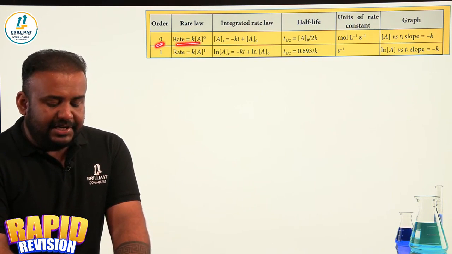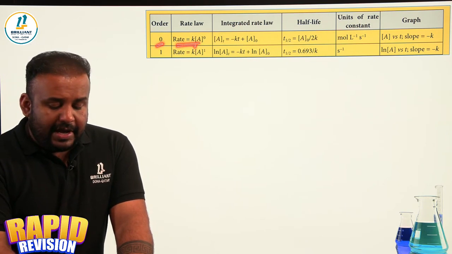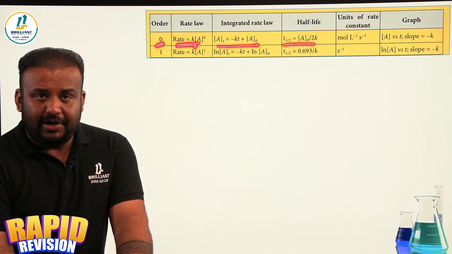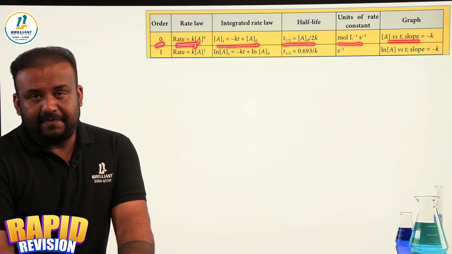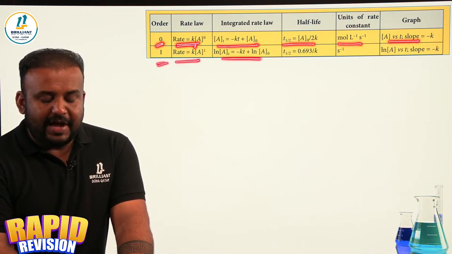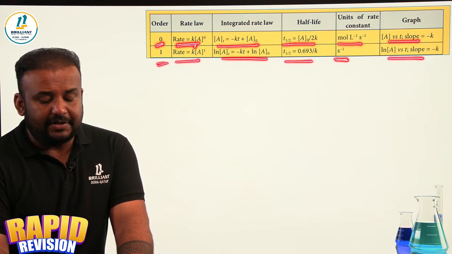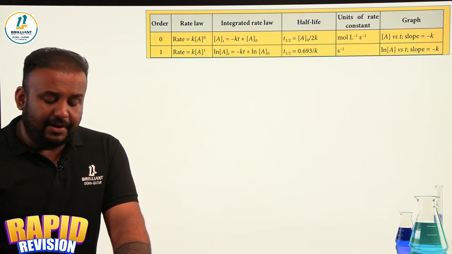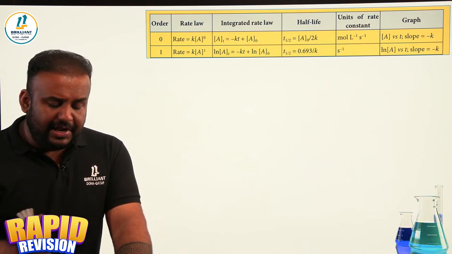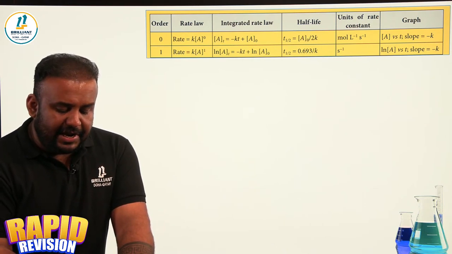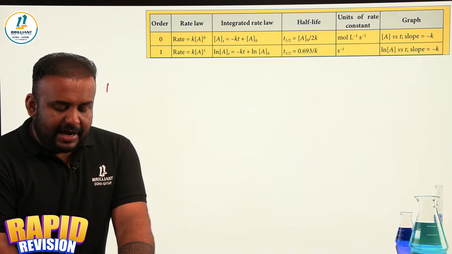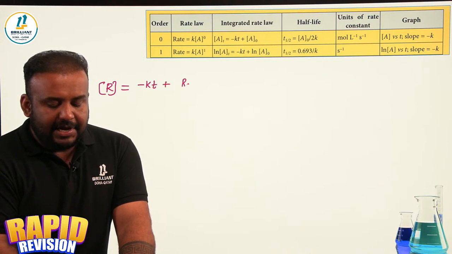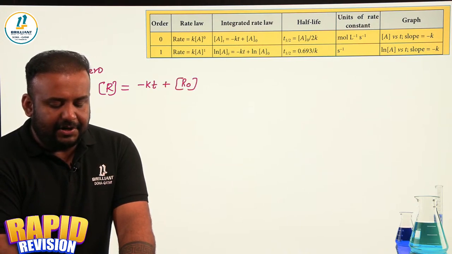For a zero order reaction, the rate equation is rate equals k into A raised to zero. A t is equal to minus k t plus A0. This is the integrated rate equation. Half-life is A0 by 2k. Then the unit of rate constant and the graph. Similarly, for first order reaction also, you have an integrated rate equation, half-life, the unit of rate constant, and the graph. Please try to remember the integrated rate equation and its variations. It's very easy. You can easily draw the graphs based on that. For example, in a zero order reaction, the concentration of the reactant at any point of time is equal to minus k t plus the initial concentration. This is the equation for zero order reaction, correct?